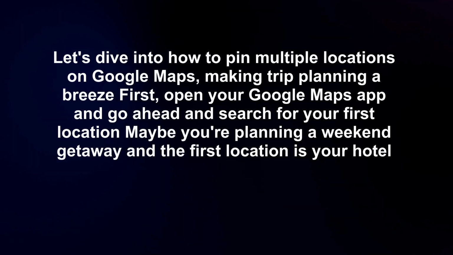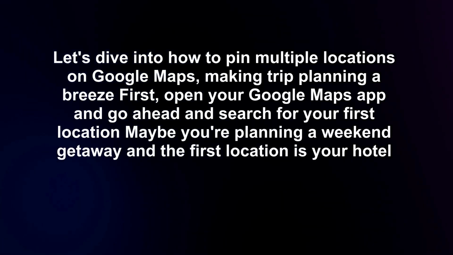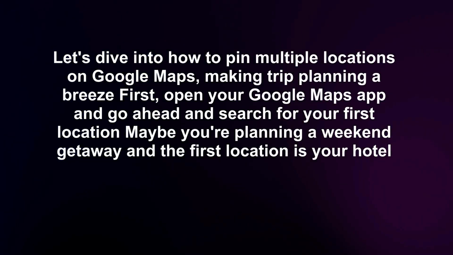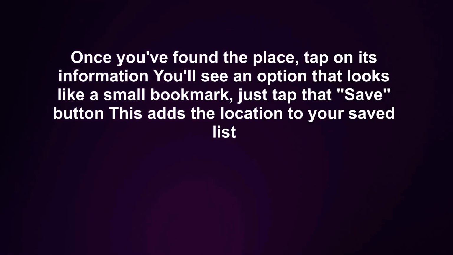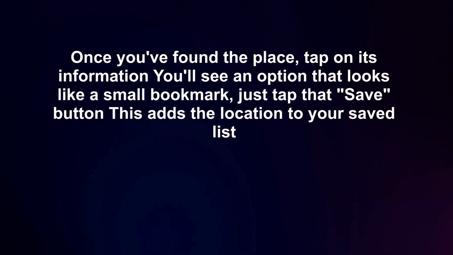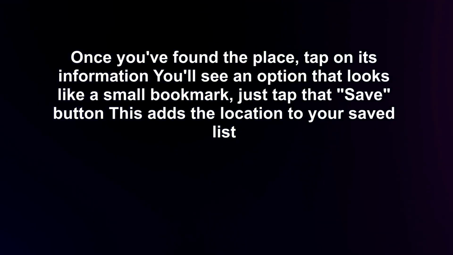First, open your Google Maps app and go ahead and search for your first location. Maybe you're planning a weekend getaway and the first location is your hotel. Once you've found the place, tap on its information. You'll see an option that looks like a small bookmark. Just tap that save button. This adds the location to your saved list.